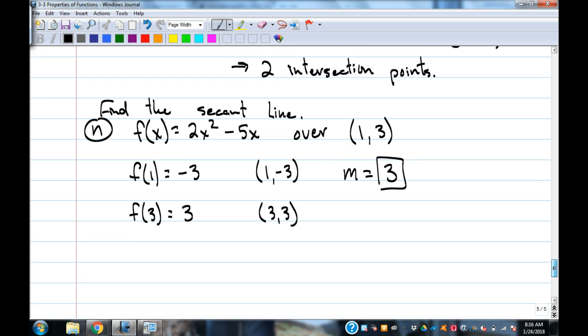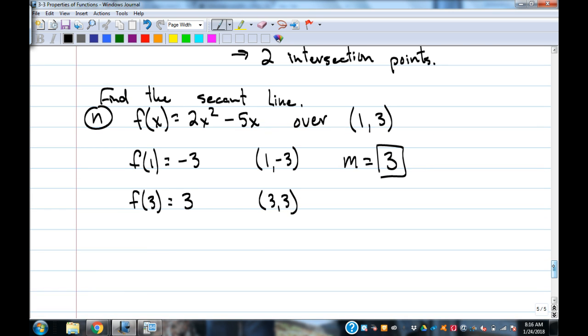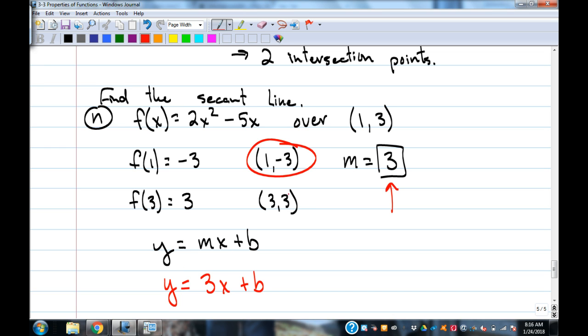The next thing to do is write the equation in slope-intercept form. So remember, slope-intercept form is y equals mx plus b. What parts do we know? We know m, right? Well, m's 3. And we've got x's and y's. Those are ordered pairs, right? We just need to pick one of them to use. It doesn't matter which one you use. Just use one of them.